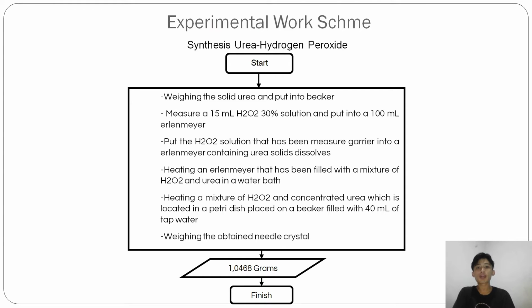Experimental working procedure for urea hydrogen peroxide: start by weighing the solid urea and put it into a beaker. Measure 50 milliliters of H2O2 30% solution and put it into a 100 milliliter Erlenmeyer. Put the measured H2O2 solution into the Erlenmeyer containing solid urea and dissolve it. Heat the Erlenmeyer filled with the mixture of H2O2 and urea in a water bath. Heat the concentrated mixture of H2O2 and urea, located in a petri dish, placed on a beaker filled with 40 ml of tap water.